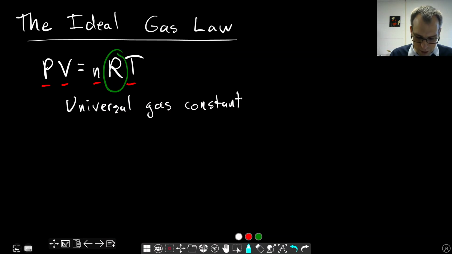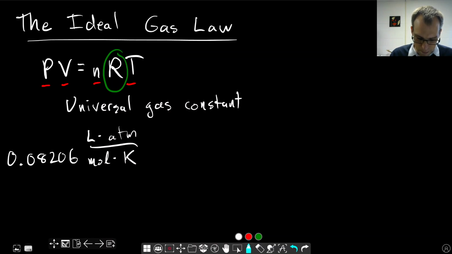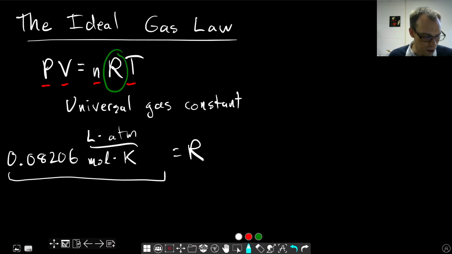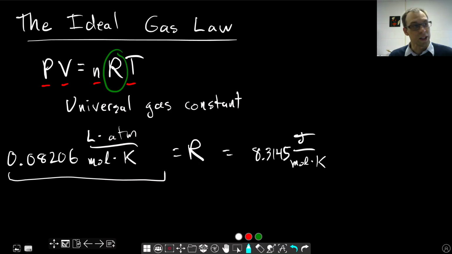So one of those common units is to use liters times atmospheres over moles times Kelvin. And in those units, the value of R is 0.08206. So that is equal to R. But if you write it in different units, you'll get a different value. So another common one is to write it in terms of joules per mole times Kelvin, in which case R is equal to 8.3145. These are the same, right? All that's changing is we're writing it in different units.